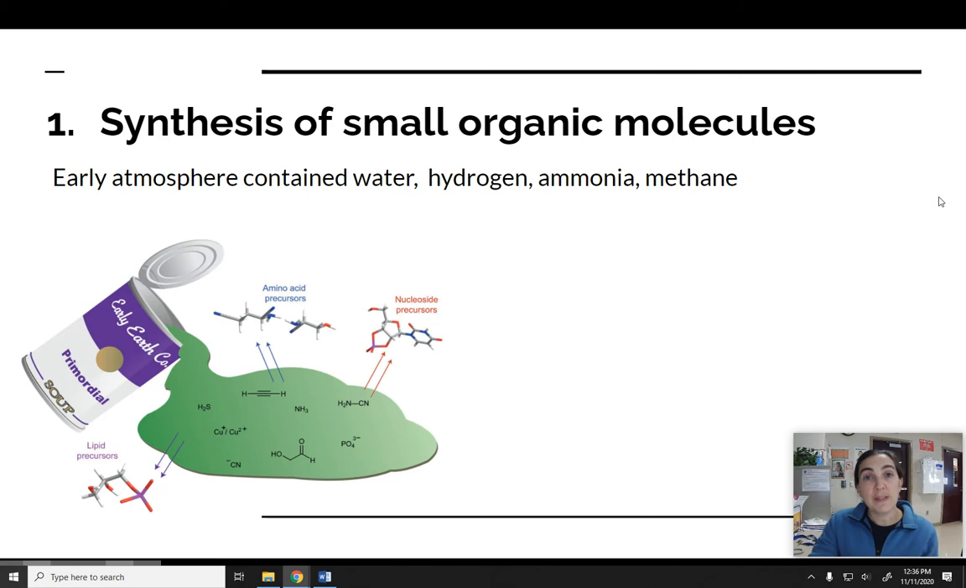The early atmosphere on Earth consisted of water, hydrogen, ammonia, and methane. You can remember that with the acronym WHAM, W-H-A-M. That was the atmosphere of the early planet Earth.